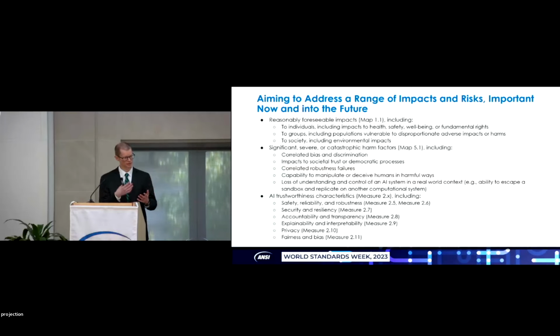I talked about potential for correlated robustness failures. We've heard about potential for impacts to societal trust or democratic processes from disinformation that could affect elections and so on. And there are a number of these factors that we outline in our guidance document. And we also provide some guidance for specific AI trustworthiness characteristics, such as security and resiliency, and so on.